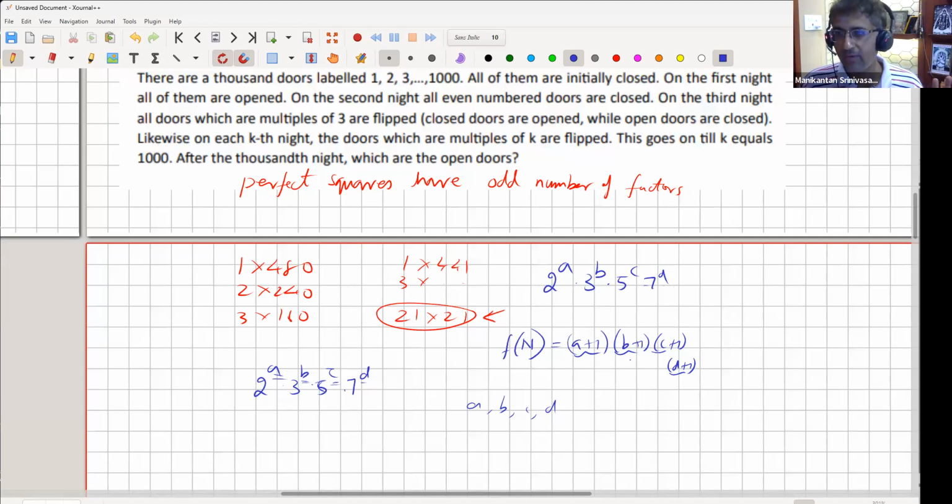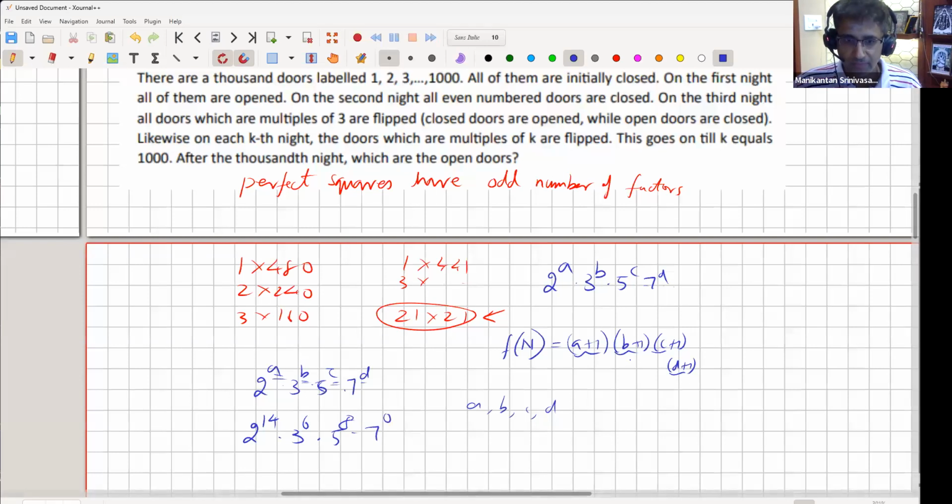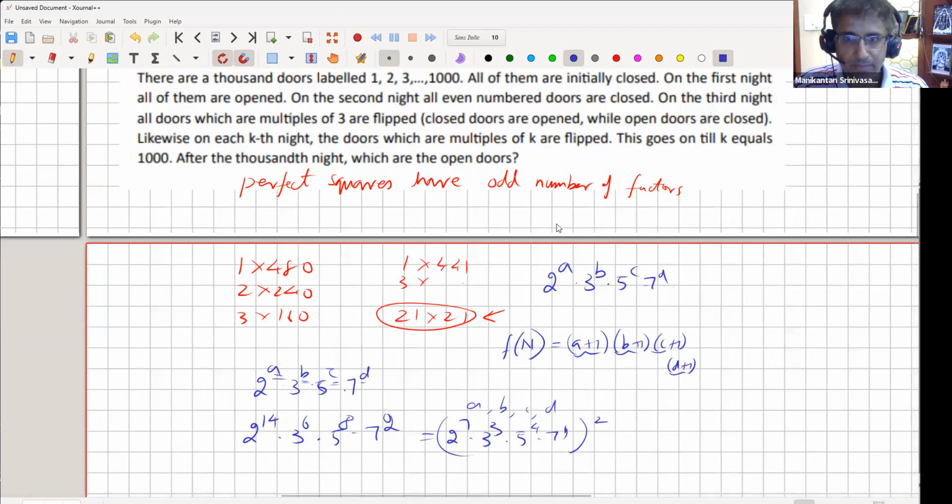For something to have an odd number of factors, a, b, c, d all have to be even, which means effectively we are talking about a perfect square. It's a number like 2 power 14 times 3 power 6 times 5 power 8 times 7 power 2. Only then I can write it as 2 power 7 times 3 power 3 times 5 power 4 times 7 power 1, the whole square. So it becomes a perfect square. All of you understood, right?